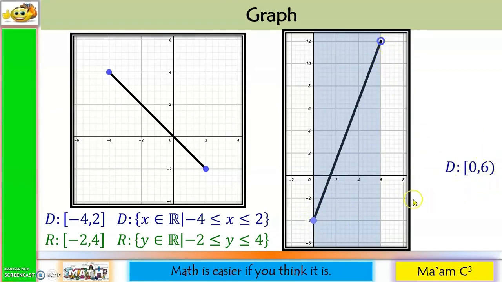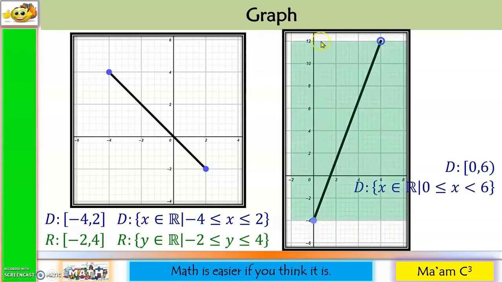In set builder notation, that will be, so 0, and then 6, since this is bracket, less than or equal, since this is parenthesis, less than only. And then x at the middle, and enclose your domain. So your domain is from 0 to 6 only. You don't see graph here as well as on this portion. Now for the range. So from the minimum point, which is negative 4, up to the maximum point, which is 12. Again, this is shaded and this is open.